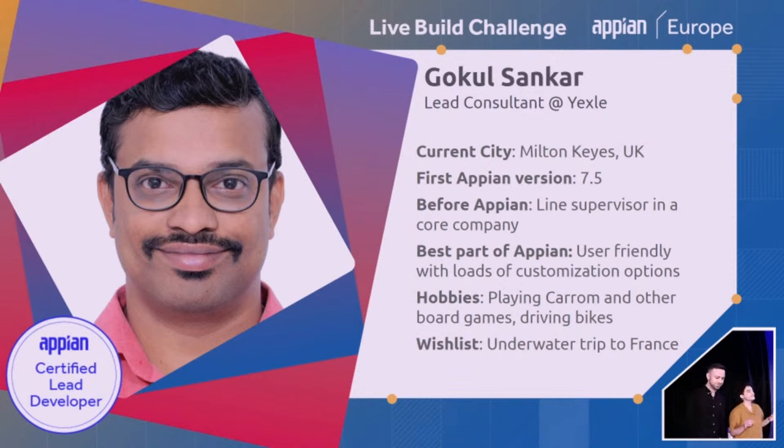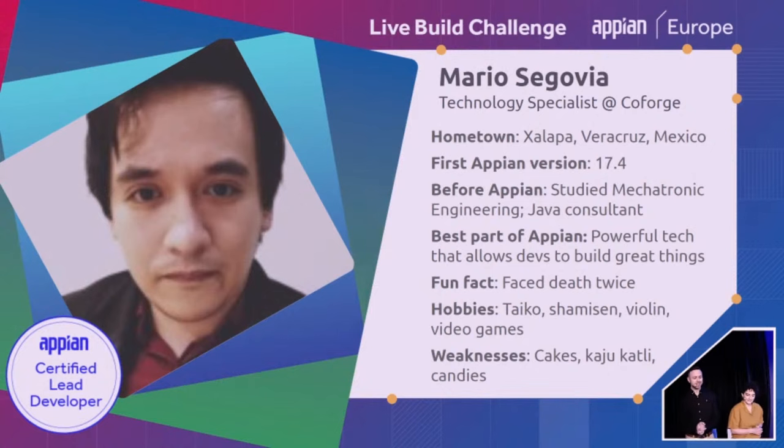Gokul is our most experienced developer up here today. He's been doing Appian since 7.5. Wow. I don't know how many people out there have been around since then. Nathan? Yeah, absolutely.